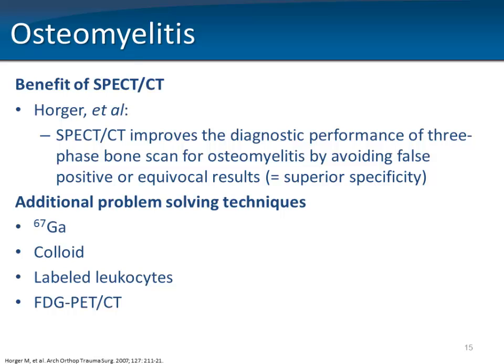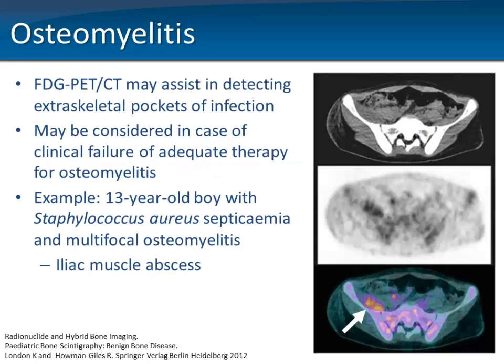Nuclear medicine is more than bone scan alone. There are additional problem-solving techniques such as the gallium scan, colloid, leukocyte imaging, and FDG PET-CT. And I must admit that FDG PET-CT is a very powerful problem-solving tool in the case of infection in general, and osteomyelitis is no exception.